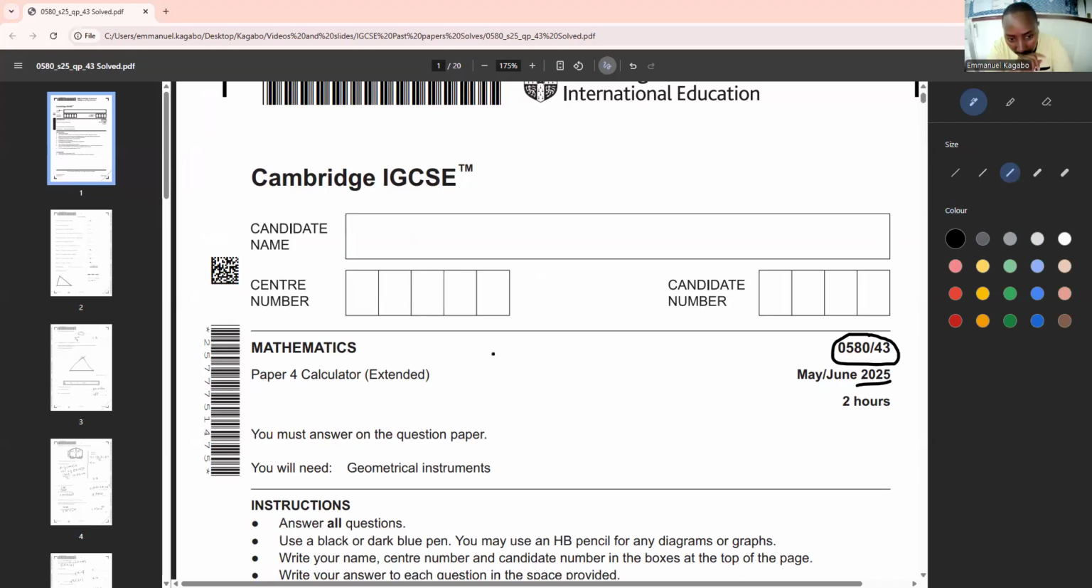Very soon I'll start doing the non-calculator paper, where I'll be talking about some tips, some things you need to know if you have to do very well in the non-calculator paper. But today I'm going to do this paper. Let us start this party, right?